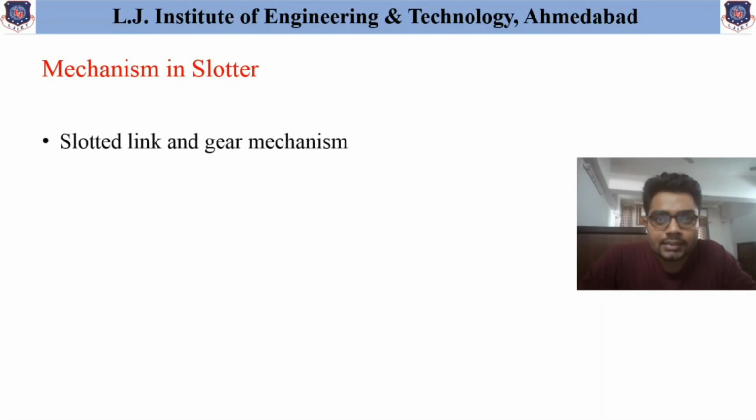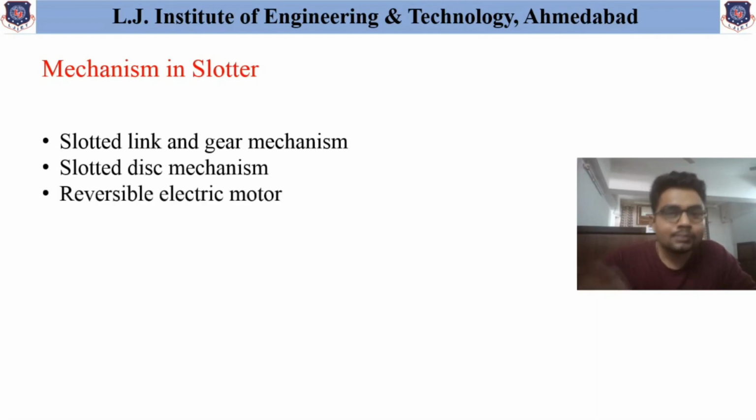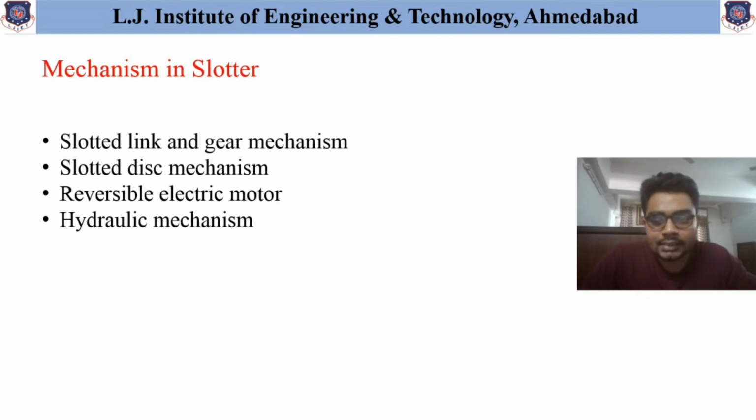The first mechanism used is the slotted link and gear mechanism. Another one is the slotted disc mechanism. The next one, mostly used in many machines, is the reversible electric motor. And widely used nowadays in industries is the hydraulic mechanism. As we have discussed previously in the case of the shaper machine, this hydraulic mechanism is fluid operated, and oil is used.